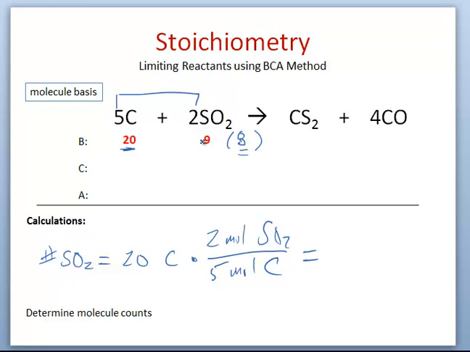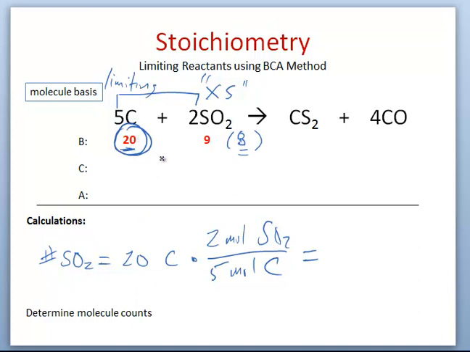Well, do we have enough? Yes, we have that plus one more. So we have an excess of sulfur dioxide. And what that means is the amount of carbon that we were given is limiting us. Okay? So now what that means is the rest of this problem is going to be based on 20 atoms of carbon.